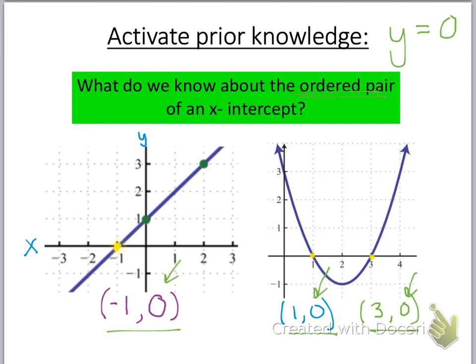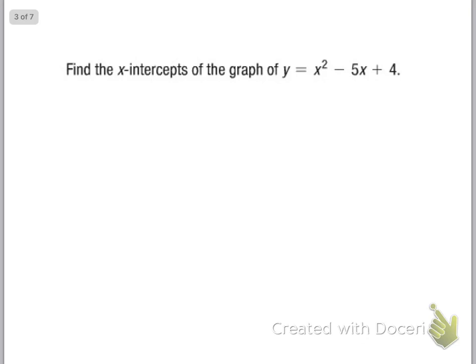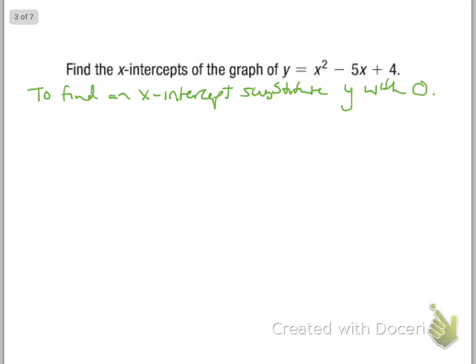So if we want to find the x-intercept, all we have to do is plug in a 0 for y. So this says, find the x-intercepts of the graph y equals x squared minus 5x plus 4. So to find an x-intercept, substitute y with 0. Okay, so instead of y, we're going to have 0 equals x squared minus 5x plus 4. And now all we have to do is figure out what x equals.